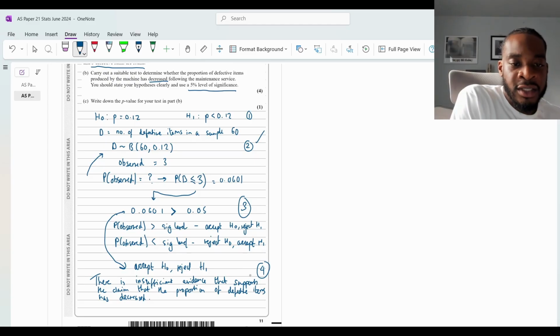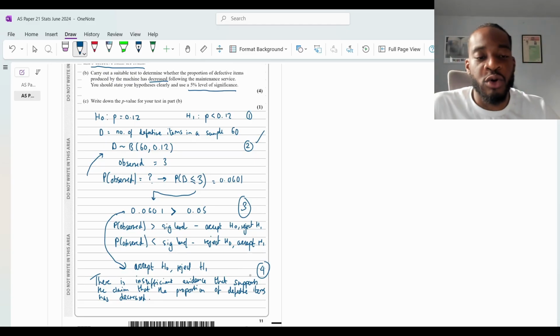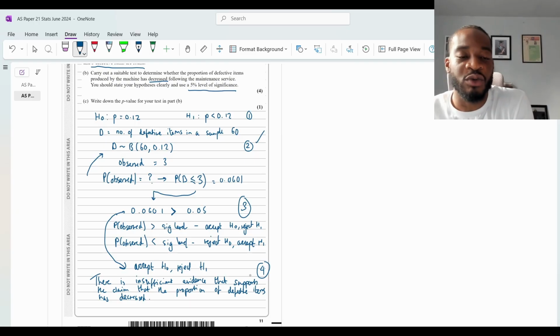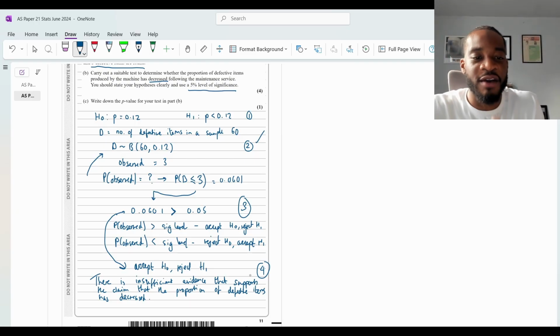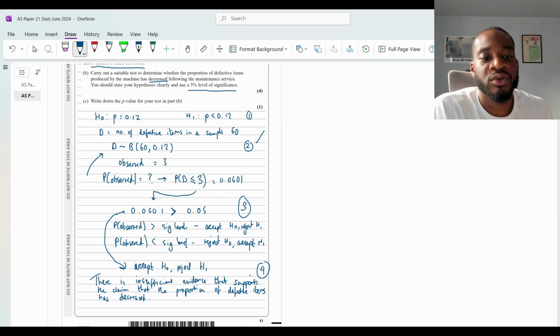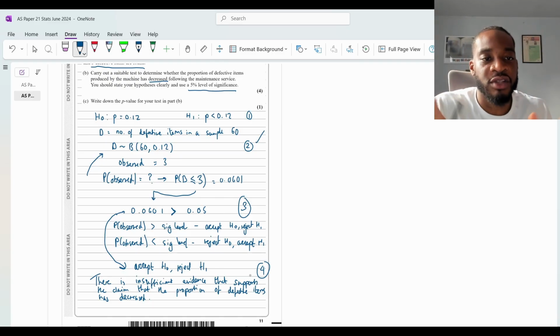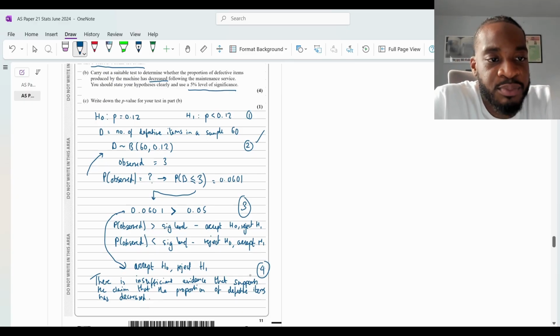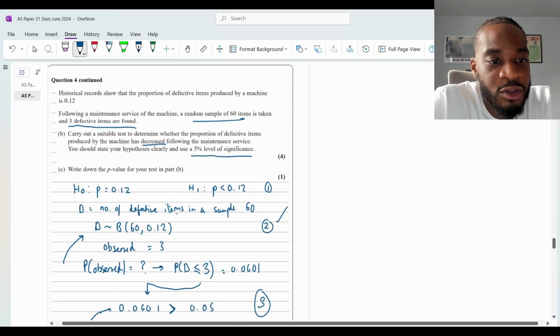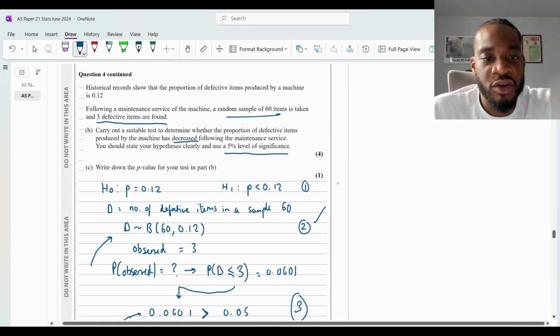It's greater than the significance level, which is 5%. So therefore, we accept H0, reject H1. There is insufficient evidence that supports the claim that the proportion of defective items has decreased. And that will give you the 4 marks for this hypothesis test. So that's part B. Part C says write down the p-value for this test, for your test in part B.